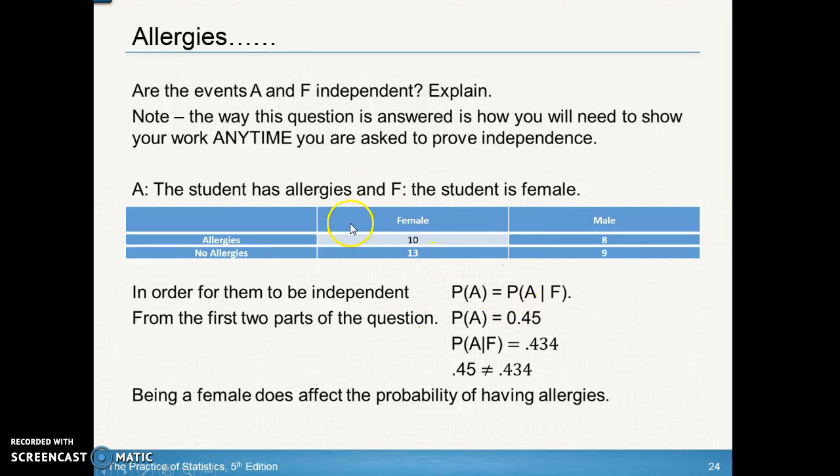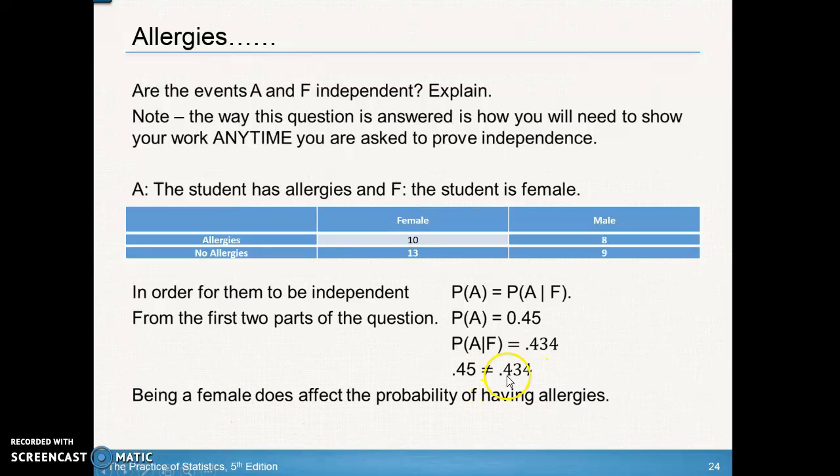One is you need to show this probability statement right here. The second thing you need to show is the actual probabilities of those two. Don't just state equal, not equal, independent, not independent. You need to show. Well, we know that the probability of getting allergies was 18 out of the 40, so that was 45%. Allergies, given the fact that they were female from the previous slide, was 0.434. So those two probabilities are not equal.